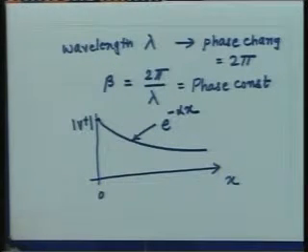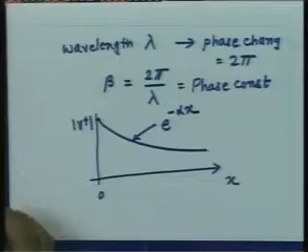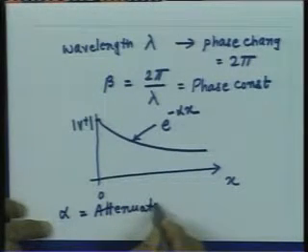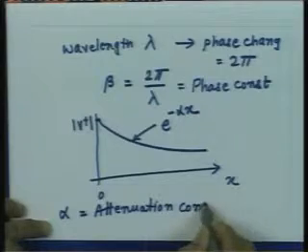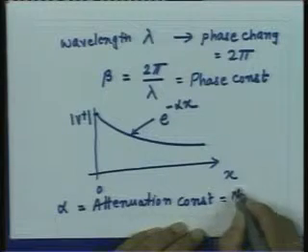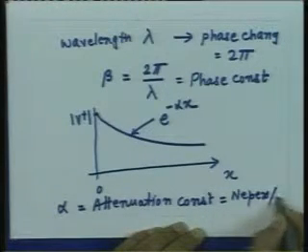So, alpha is a parameter which essentially tells you how the amplitude reduction of the wave takes place when it travels on the transmission line. Therefore, this quantity alpha is called the attenuation constant, because it represents how the wave attenuates in amplitude as it travels along the structure. It has a special unit called Nepers per meter.